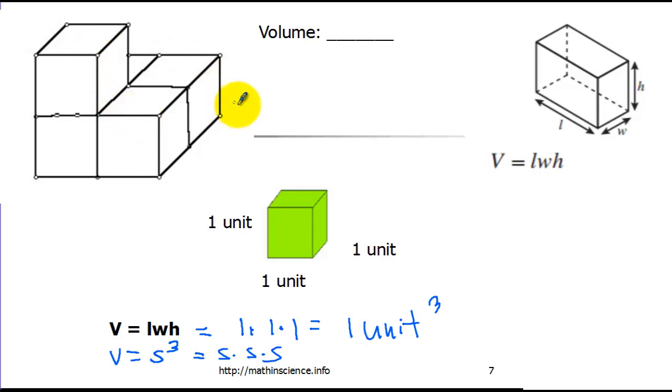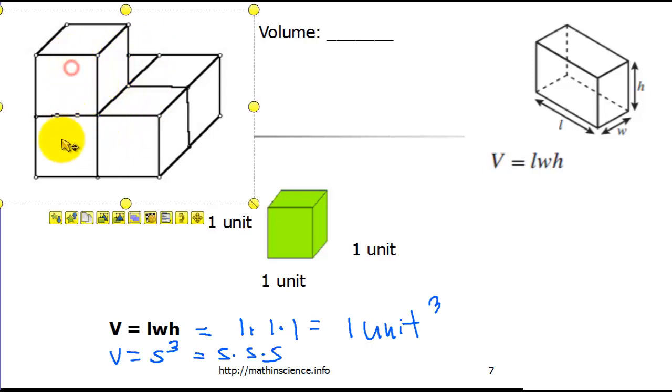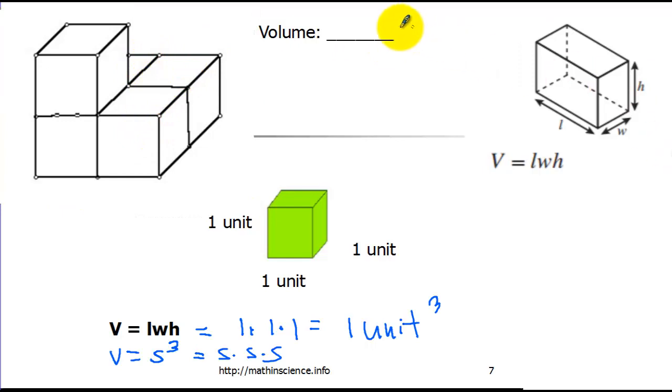Now, let's say we have this three-dimensional figure. To find the volume, since 1 cube is equivalent to 1 cubic unit, we just have to count how many cubes we have in this three-dimensional figure. And the number of cubes will be your volume. So in this example, how many cubes do we have? We have 1, 2, 3, 4, and 5. So the volume will be 5 cubic unit.